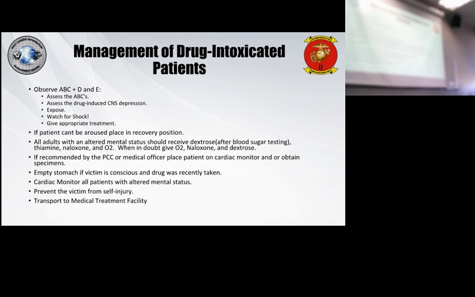So, how do you manage them? You observe ABC and then the D and E, expose, watch for shock, and give appropriate treatment. And if the patient can't be aroused, place in recovery position. All adults with altered mental status should be given oxygen. If recommended by the medical officer, place the patient on a cardiac monitor and get specimens. Empty the stomach if they're conscious and the drug was recently taken. And cardiac monitor all patients with altered mental status, prevent them from self-injury, and transport to medical. Next. Do you have any questions?